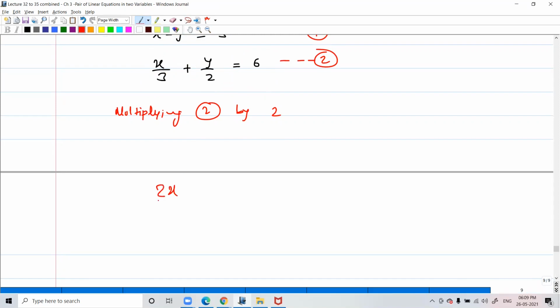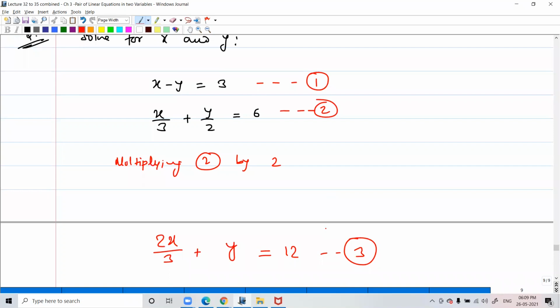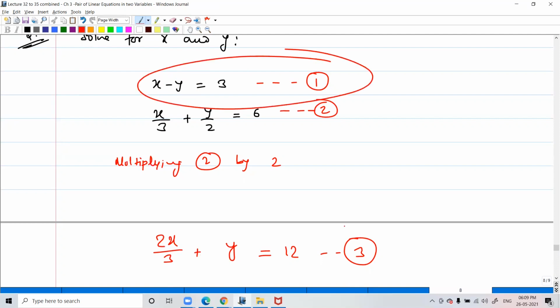So this will become 2x by 3 plus 2y by 2. So 2 and 2 will get cancelled. It will be only y. So I'm going to write that directly as y. Is equal to 6, which will also become 6 twos are 12. Let's call this the third equation. Now I have my first equation which has a minus y and my third equation which has a plus y. So if I add my first equation with the third one, the y is going to get eliminated.